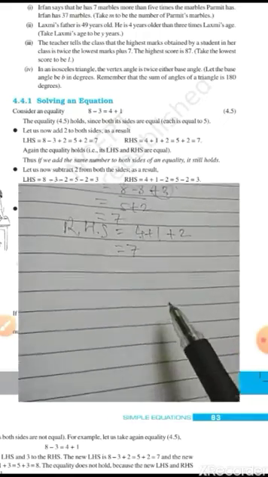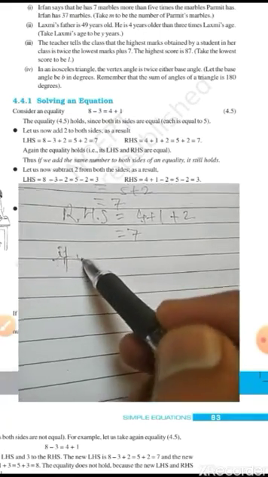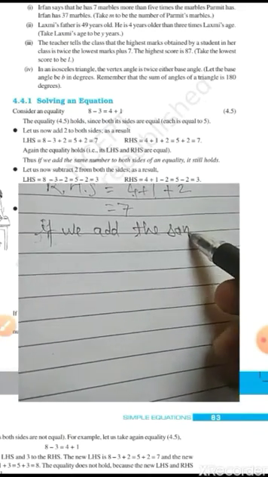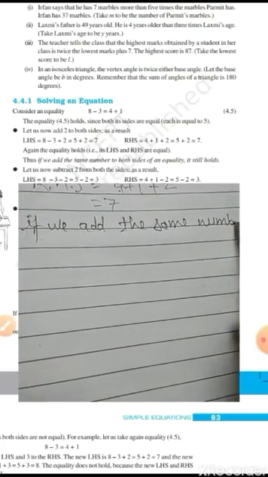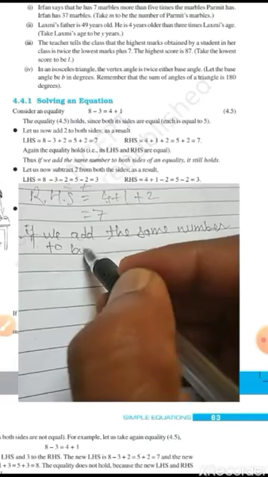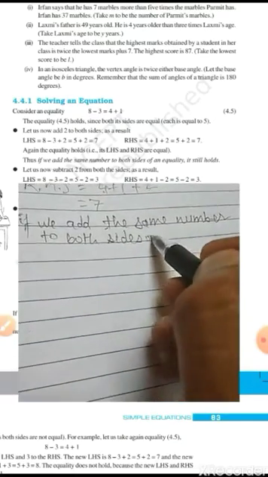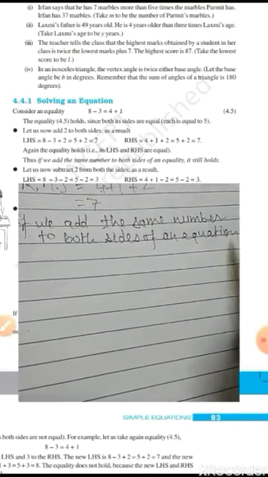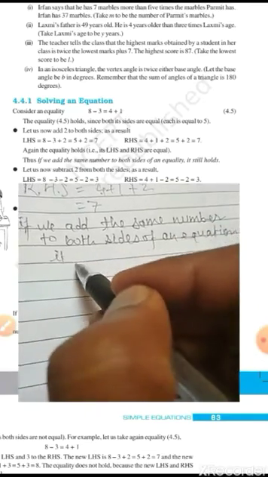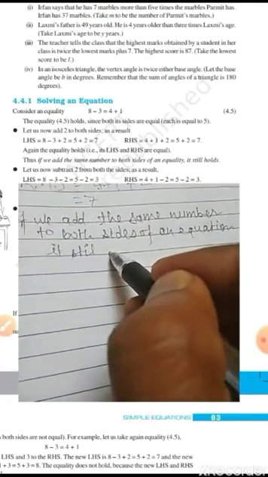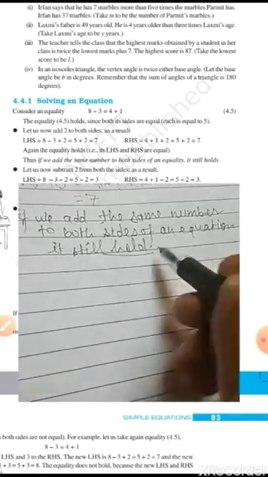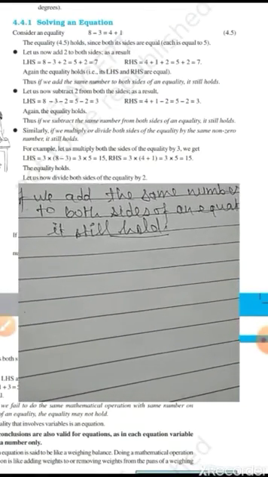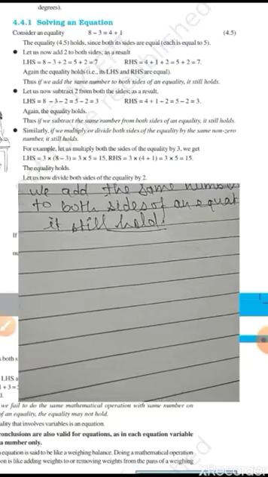So here we observe that if we add the same number to both sides of an equation, it still holds. Okay, now if we subtract the same number from both sides of an equality, it still holds.